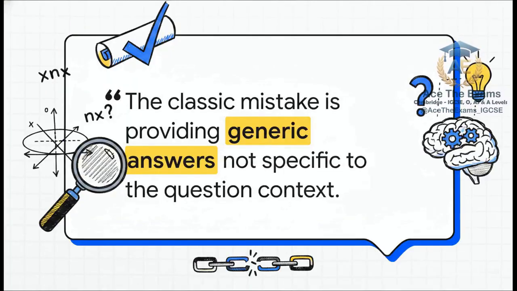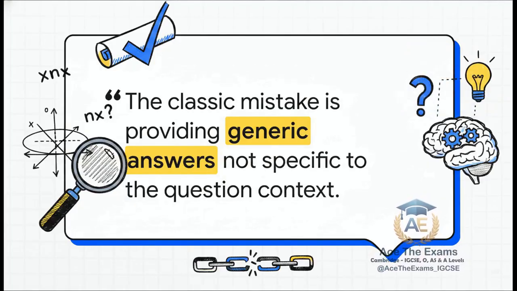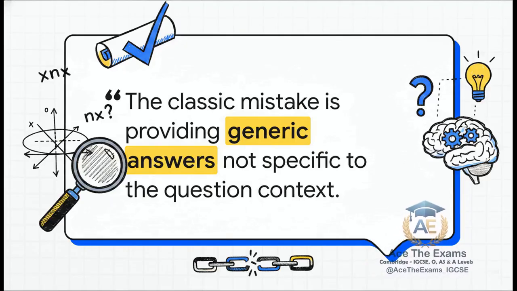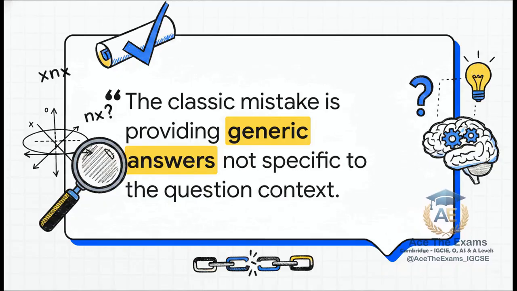I want to read this direct quote straight from the official Examiner Intelligence channels. Quote, "The classic mistake is providing generic answers not specific to the question context. Always link every point to the given scenario." End quote. Guys, this means you absolutely cannot just memorize a sequence of steps from a textbook and blindly paste them onto the exam paper. It doesn't work. Every single past paper question is a unique crime scene.